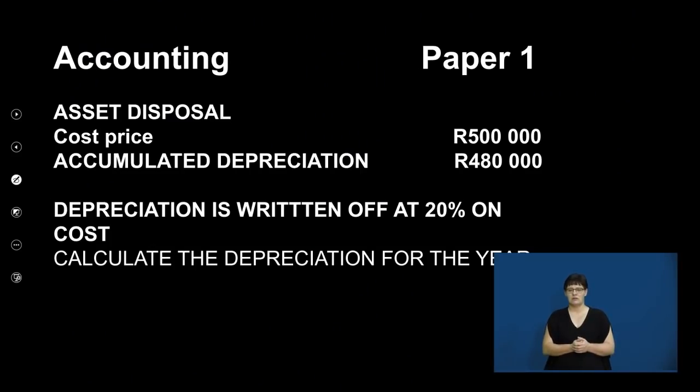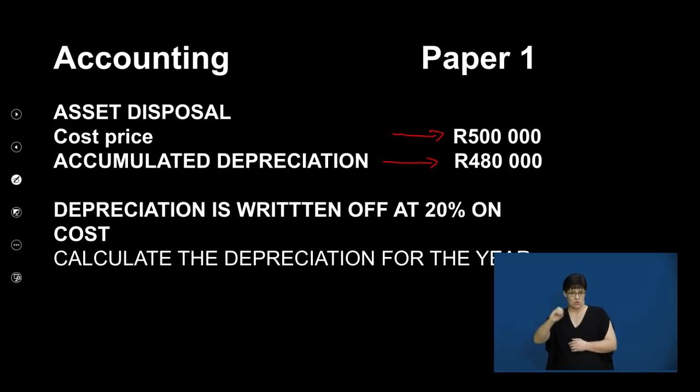And here I have an example for you. I want you to pay particular attention to this example. You are told that the cost price of the asset is 500,000, as you can see, right? You are also told that it has an accumulated depreciation of 480,000.